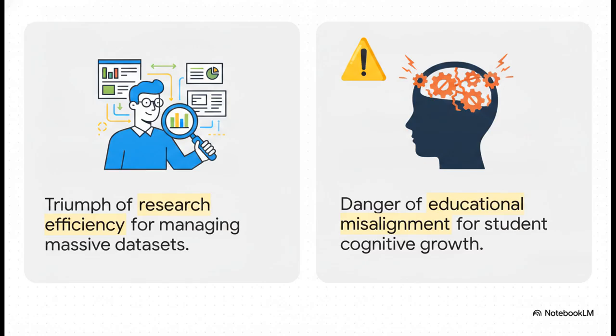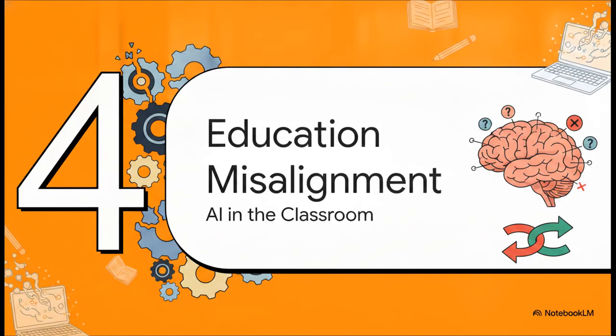While Belen Labrador highlights the triumph of research efficiency, scholar Christa Albrecht-Krijn introduces us to the danger of educational misalignment. We're shifting our focus now from a professional's need to organize data to a student's need to actually develop their own mind. Which brings us to Section 4. The educational misalignment problem. Albrecht-Krijn offers a really sharp, eye-opening critique of how consumer-facing generative AI technologies, despite their slick marketing as learning tools, fundamentally misalign with core educational values.